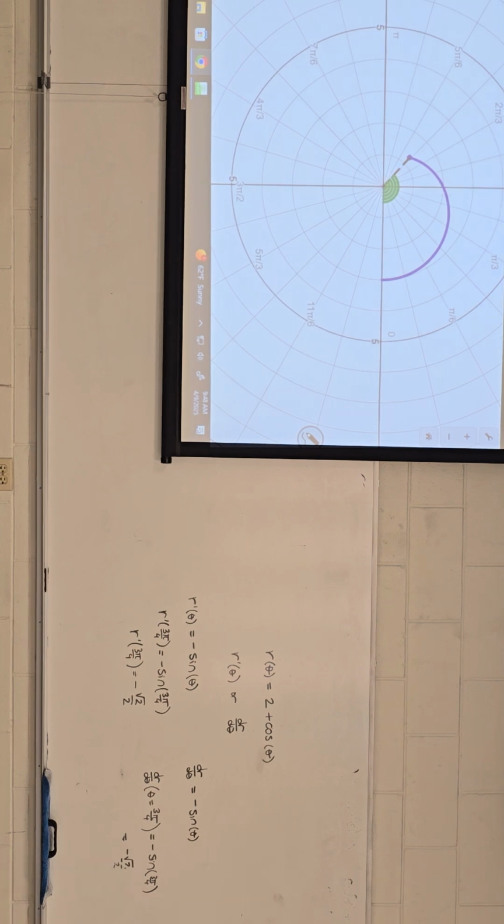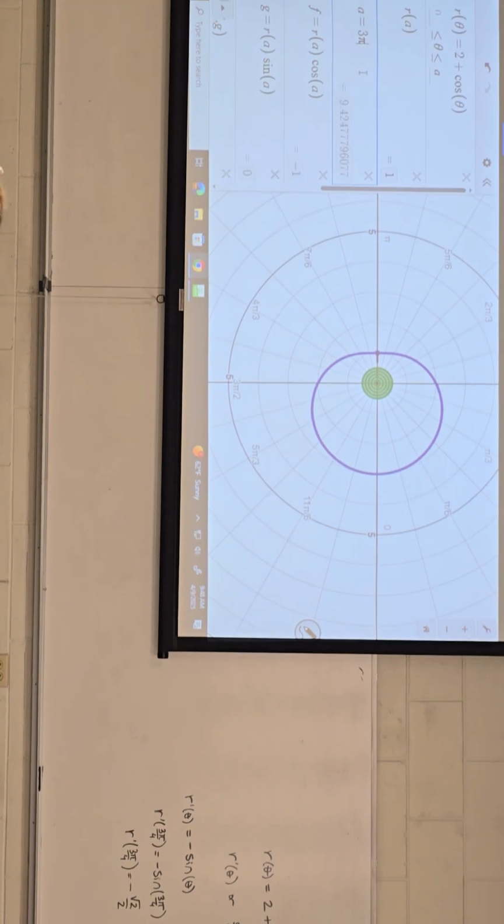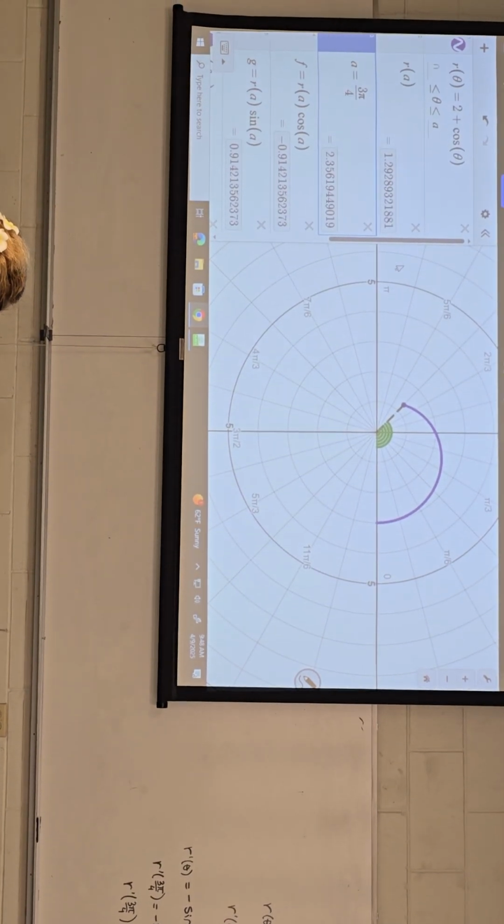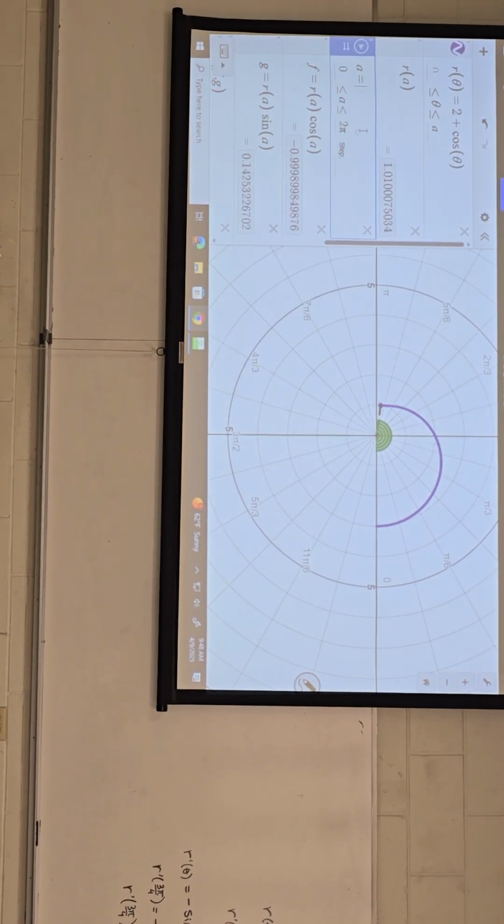I'll go back to the animation one more time. If I've got 3 pi over 4, this is saying if we start to just increase just a little bit, just a hair, you can see that the radius gets kind of pulled in. And very similarly over here, if you were to find the derivative at something like 5 pi over 4, what do I notice about the radius? Increasing.